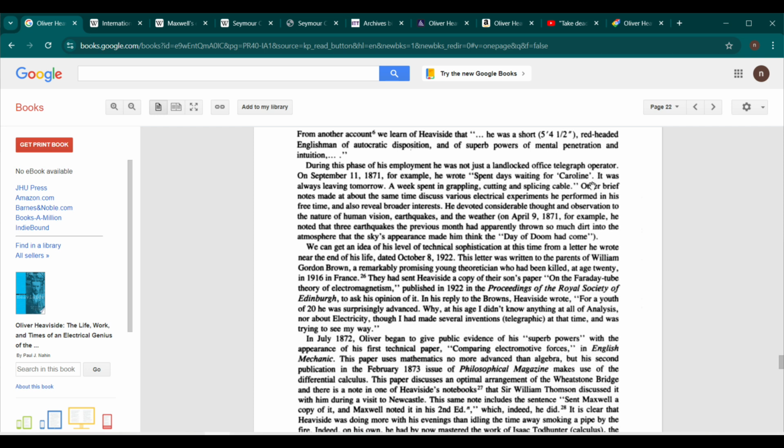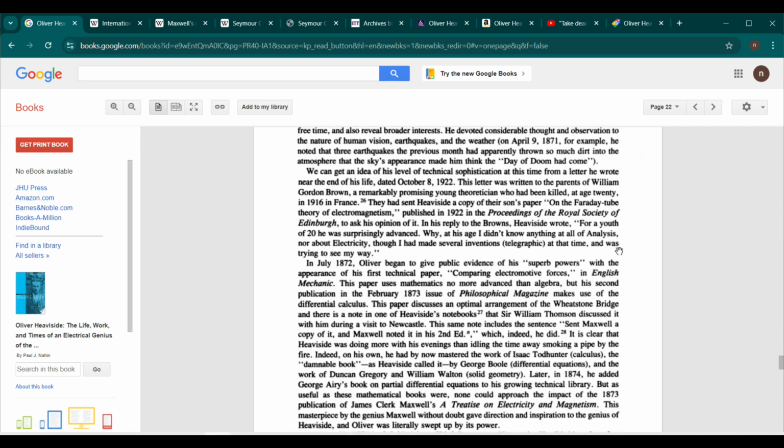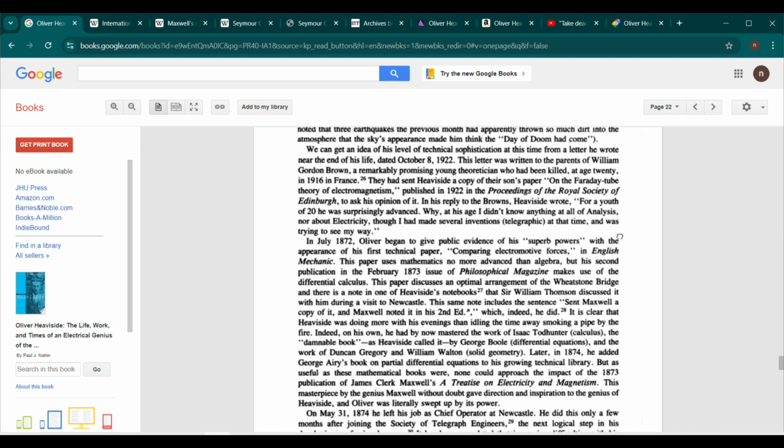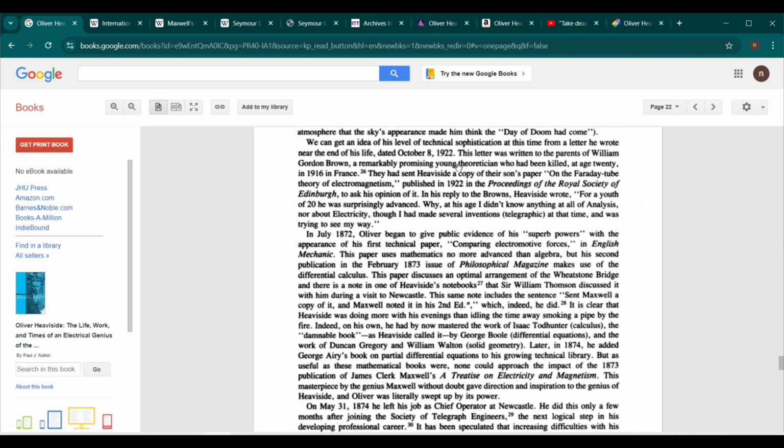He spent days waiting for Caroline, and he wrote a letter to the parents of William Gordon Brown, a promising young theoretician who had been killed in France, and they had sent Heaviside a copy of their son's paper. In his reply, Heaviside wrote, "For a youth of 20, he was surprisingly advanced. Why, at his age, I didn't know anything at all of analysis nor about electricity."